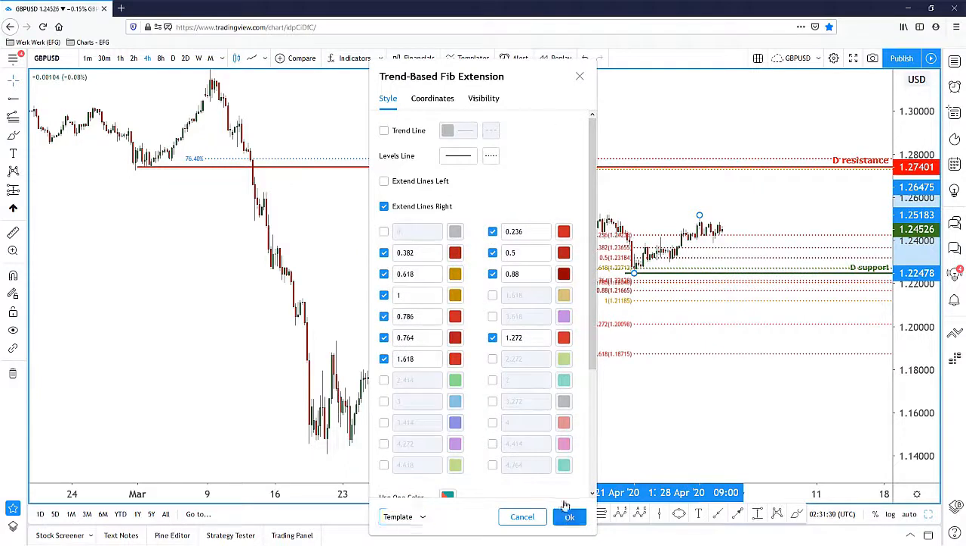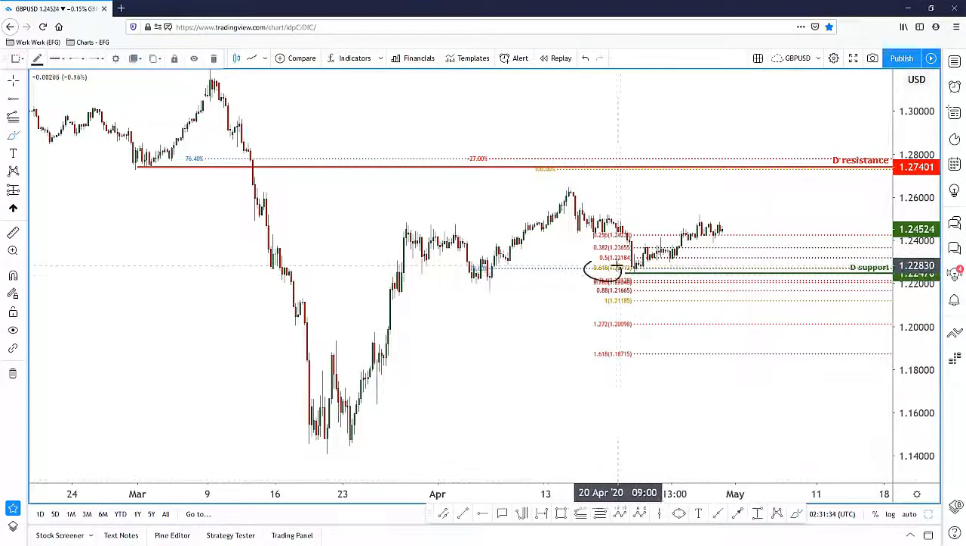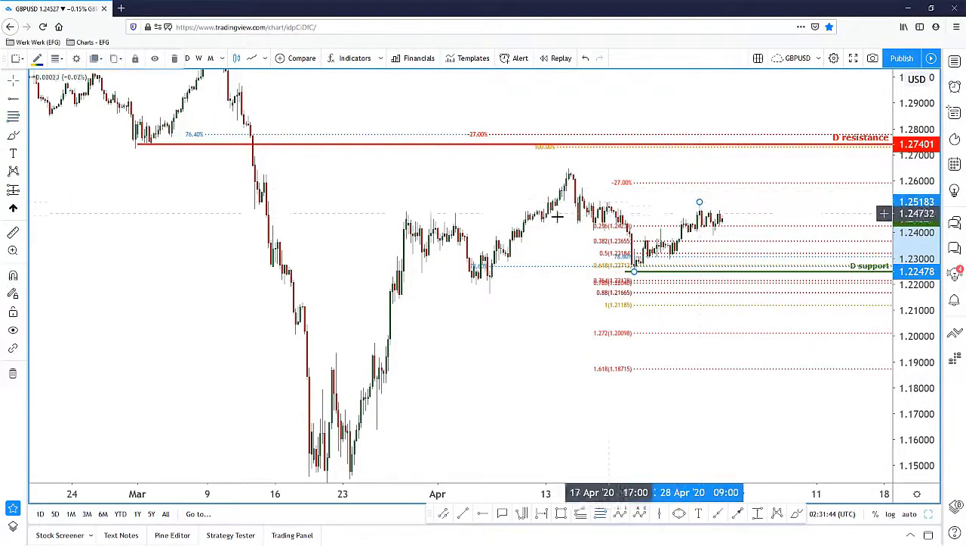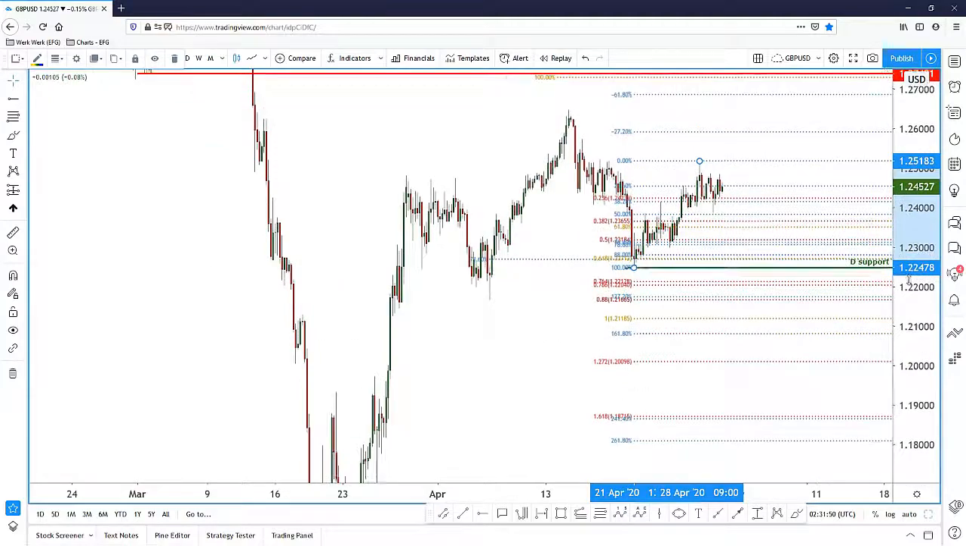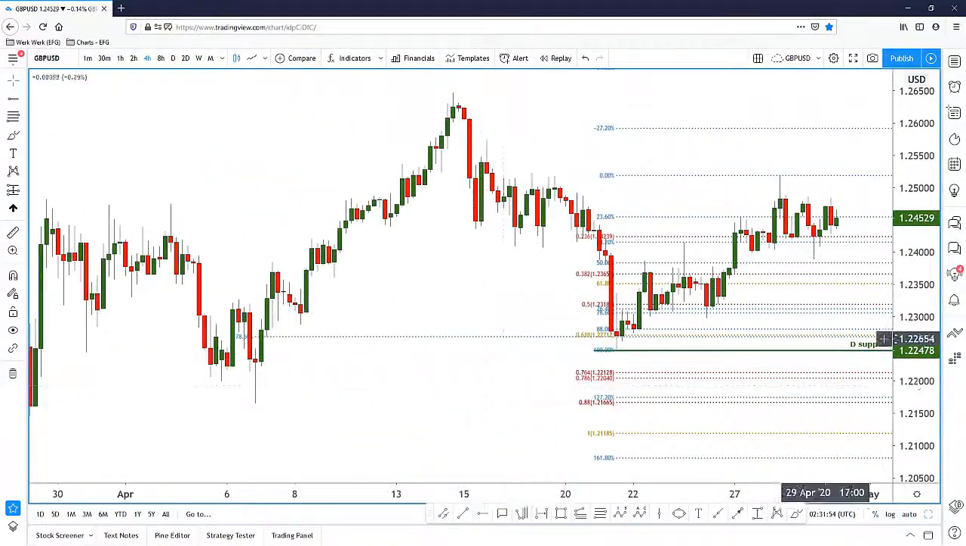Okay, so we see that, right, the 61.8 extension falls in line with our daily support. So that's a key level, right? Another thing, like what I said, we wanted to do a retracement. So we take the retracement from the low to the high. And let's open up all Fibonacci ratios. A bit hard to see. So let me just zoom in here for you guys. Ignore the other lines.